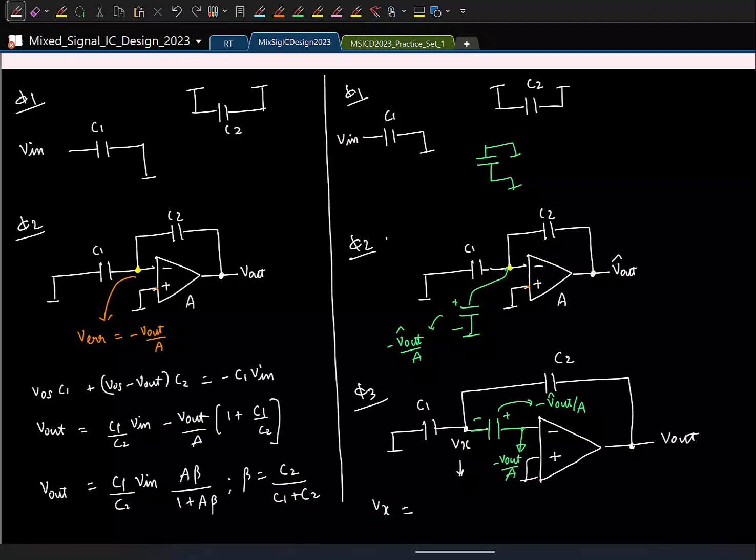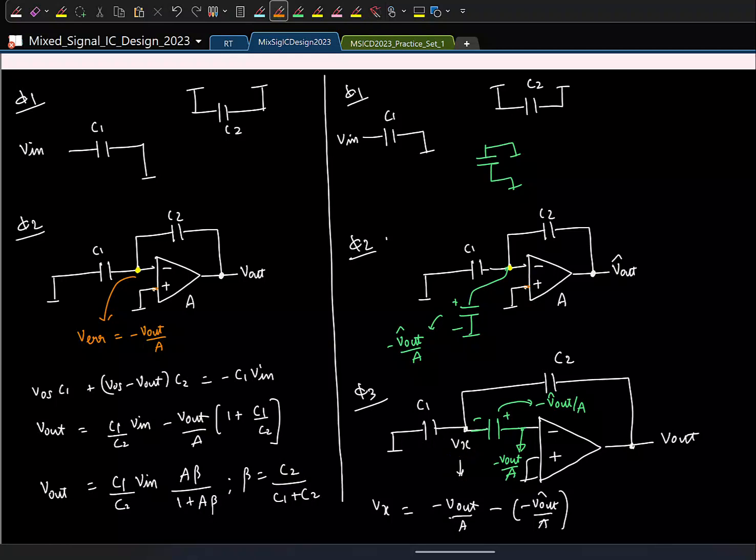So Vx will be minus V out by A, minus V out hat by A. Okay. So it will not be exactly 0, but let's say close enough to 0. So that's why it doesn't exactly become 0. We'll see how much improvement we get shortly.